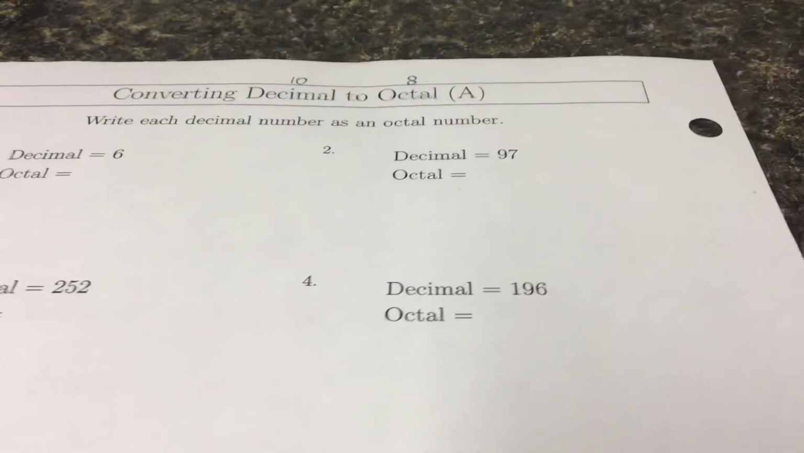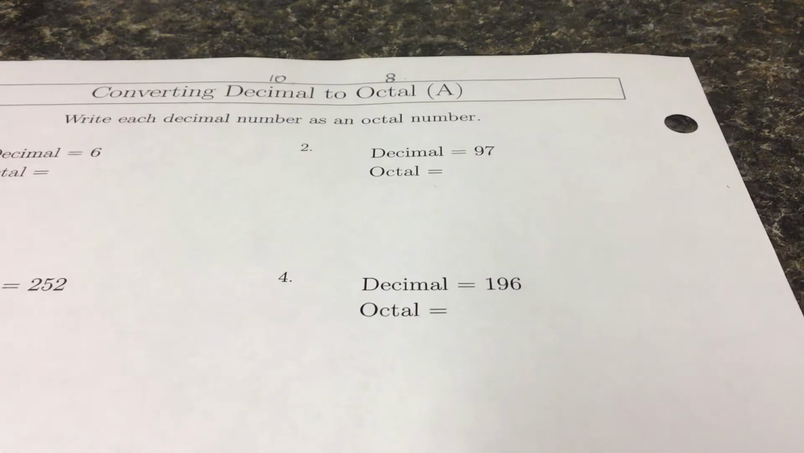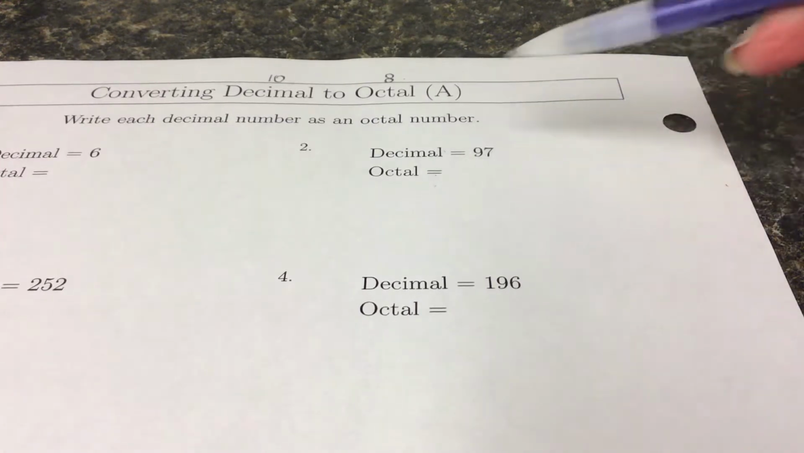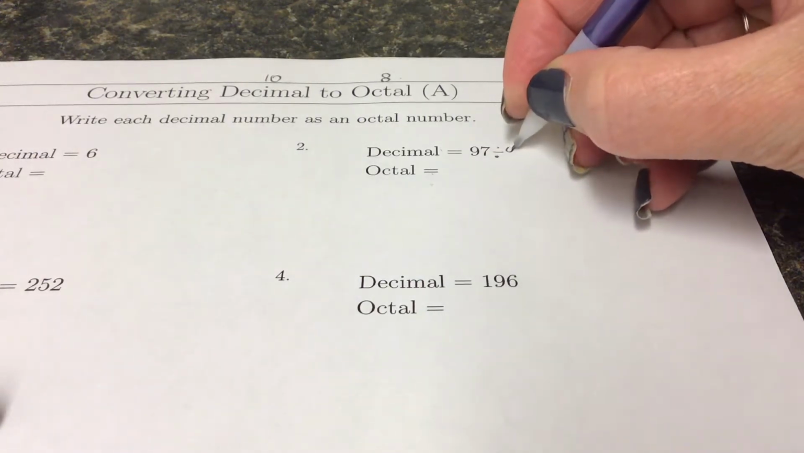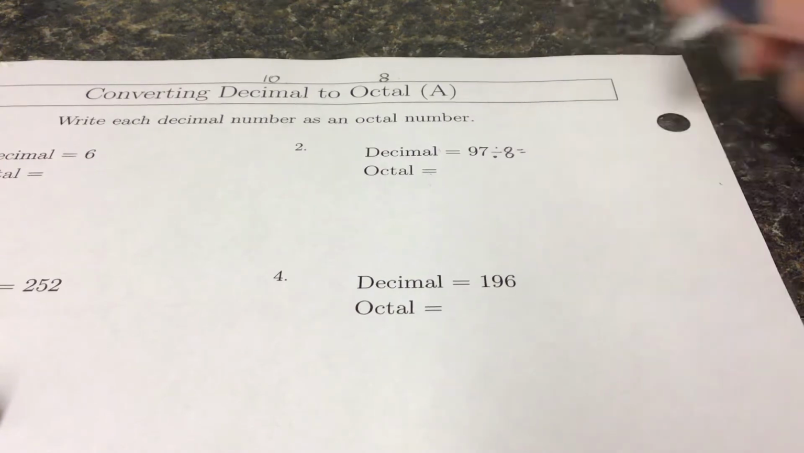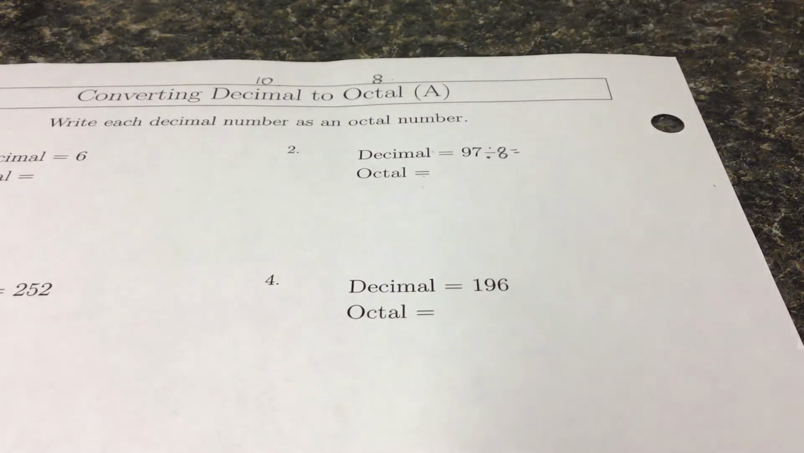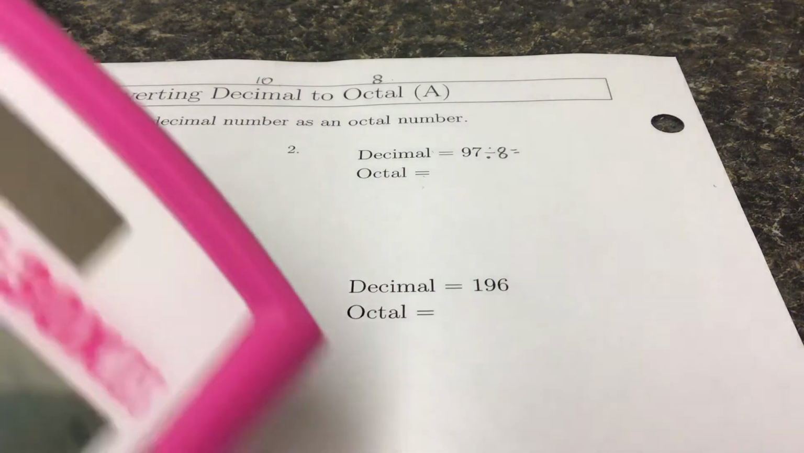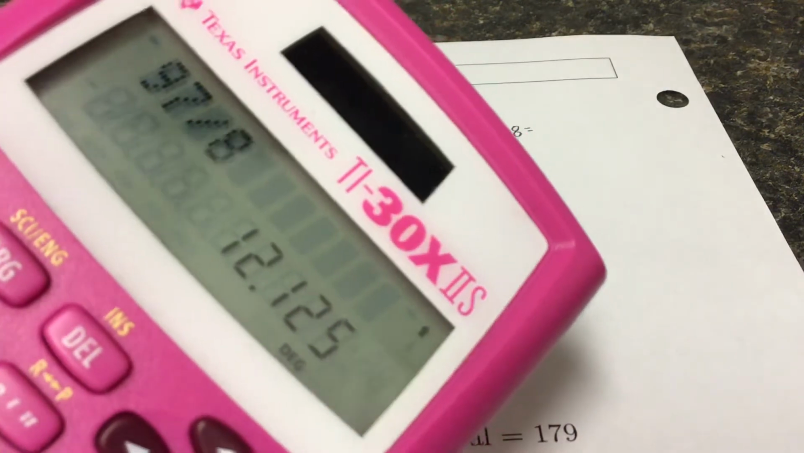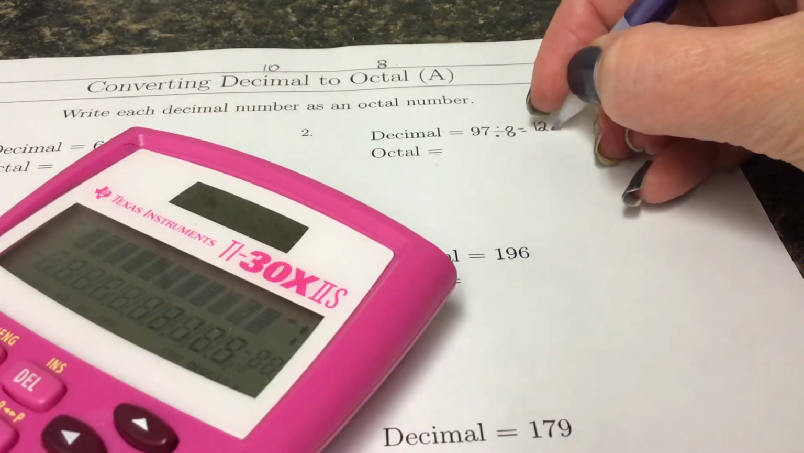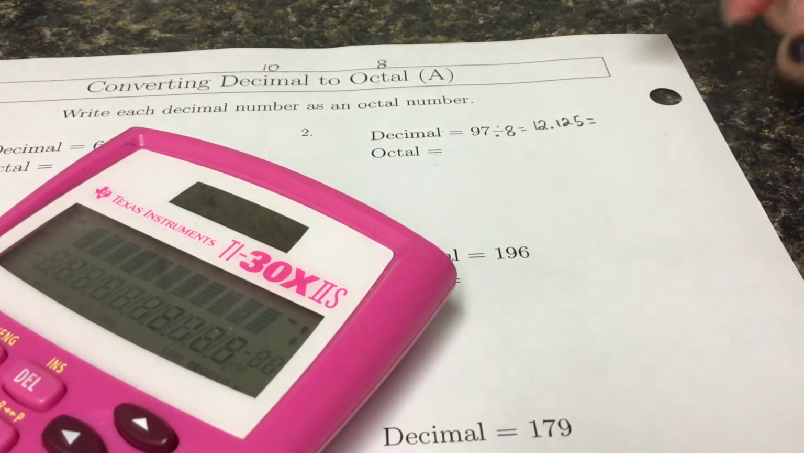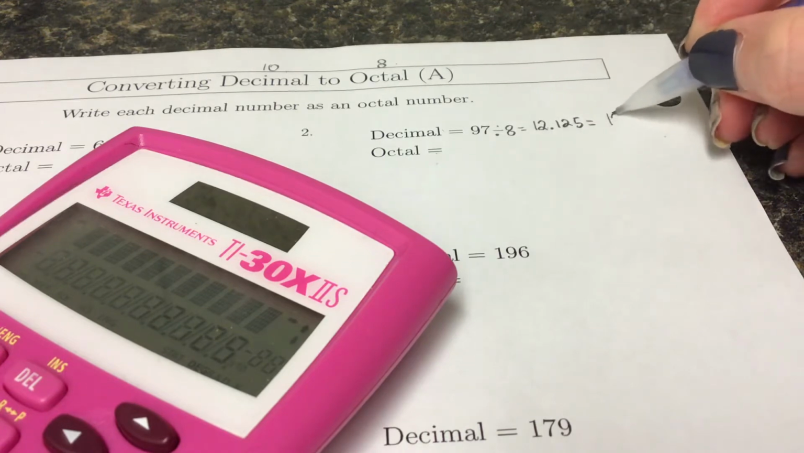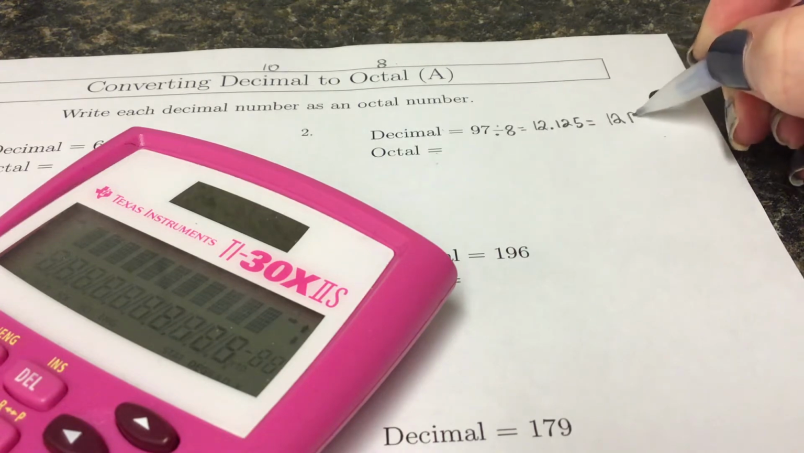So this is a process to convert a base 10 number into an octal number. It's not hard, but it's a process that you need to learn how to do. It's a repetitive division by 8. So we're going to start by taking 97 divided by 8, and I get 12.125. That means if we had done long division, the 12 would be on top of the long division bar, and then we would have some kind of remainder.